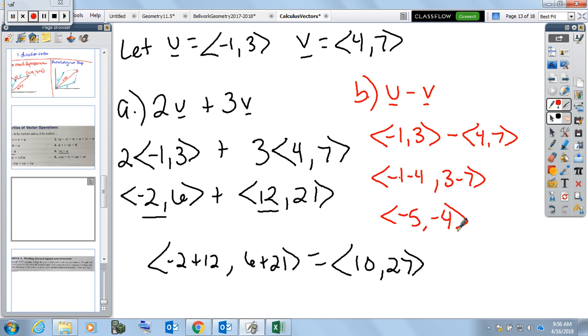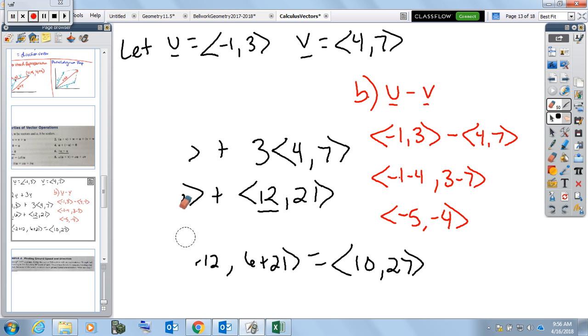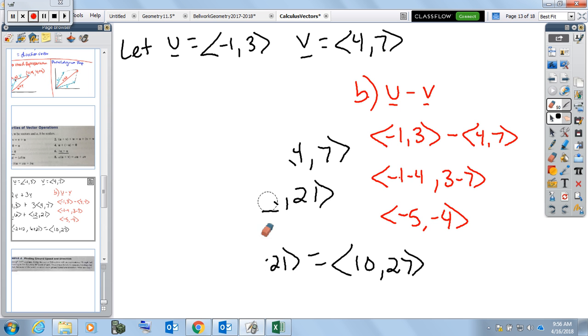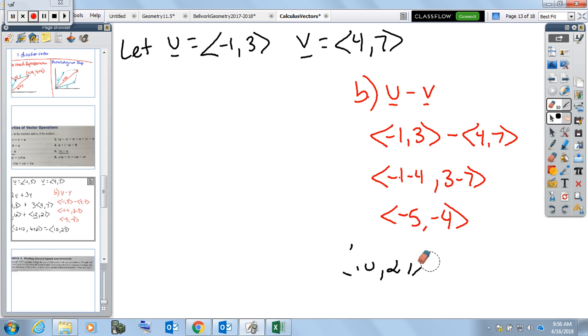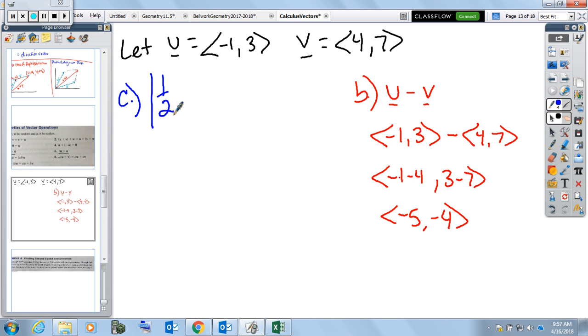And then lastly, what about taking the absolute value of 1/2 u? All right, so 1/2 u. I'm going to go ahead and erase our previous one here, make a little bit of room. In part C, we are going to try to find the absolute value of 1/2 of the vector u.